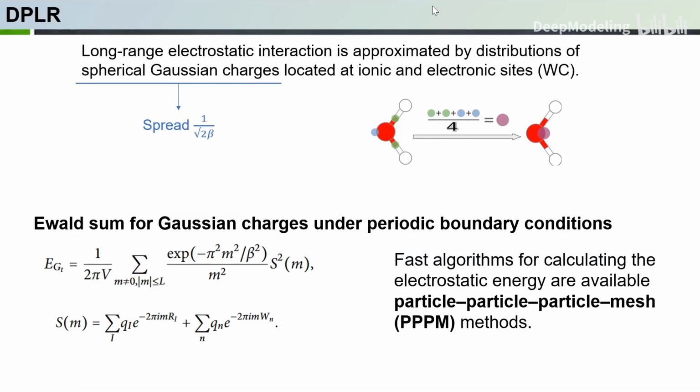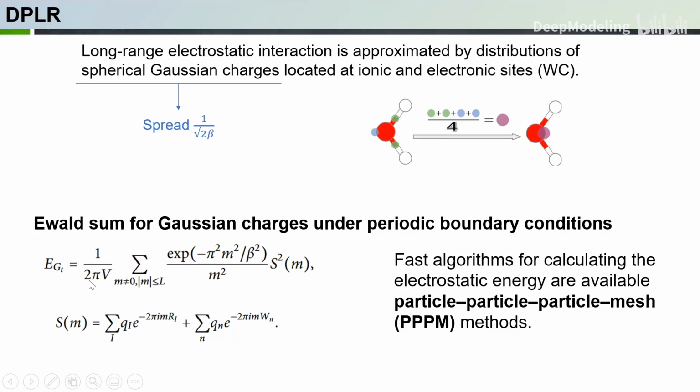In DPLR, the long-range electrostatic interaction is approximated by the distribution of spherical Gaussian charges located at the ionic and electronic sites. So the largest difference between DP and DPLR is that we have one Wannier centroid here, and this Wannier centroid is predicted by the deep Wannier neural network. Here we will use the deep Wannier neural network that we obtained this morning. It's called dipole.pb.